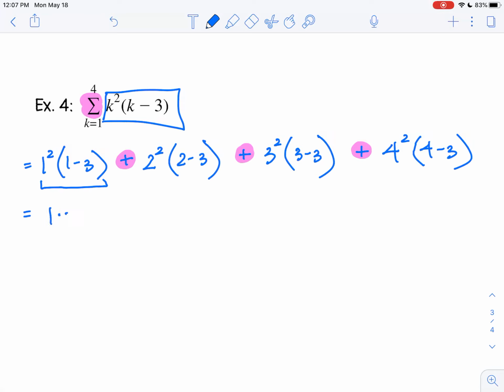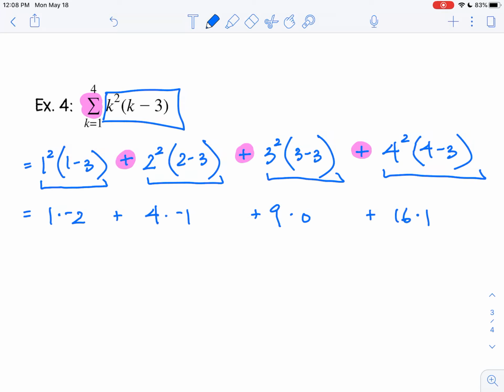So 1 times negative 2 plus 4 times negative 1 plus 9 times 0 plus 16 times 1. All right, negative 2 minus 4 plus 0 plus 16 will give me a sum of 10.